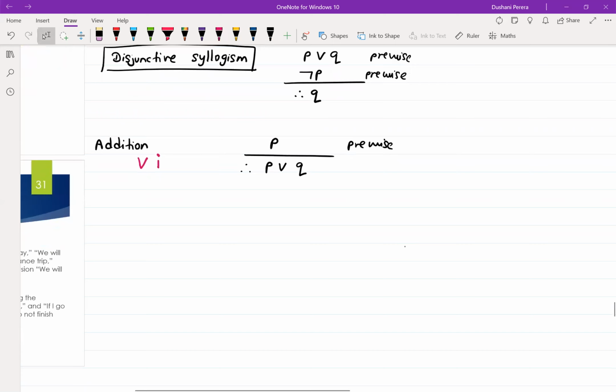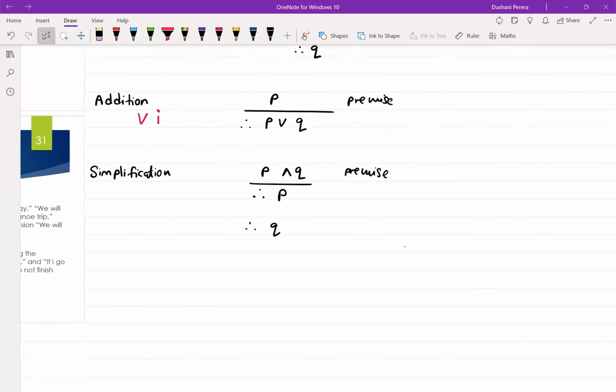Then you have something called simplification. So all of these are rules, inference rules, which you can use in your calculations. Then simplification: say you have P and Q as your premise. If that is the case, then you can remove one guy and say P is true. Or you can say Q is true. So it depends on your context. Who do you need for your further calculations? You take that one out, right?